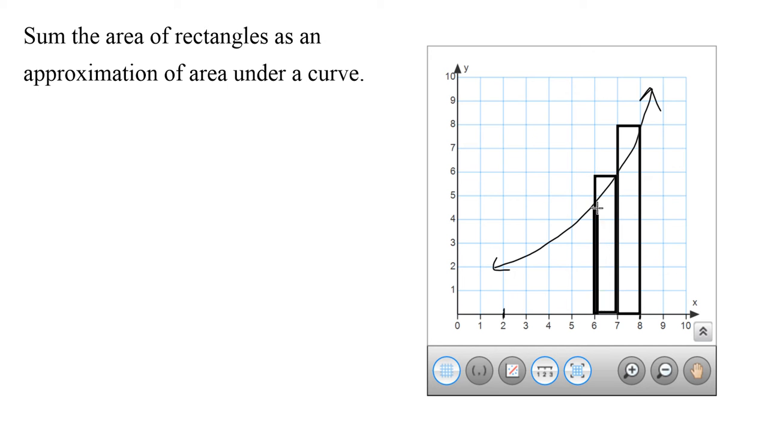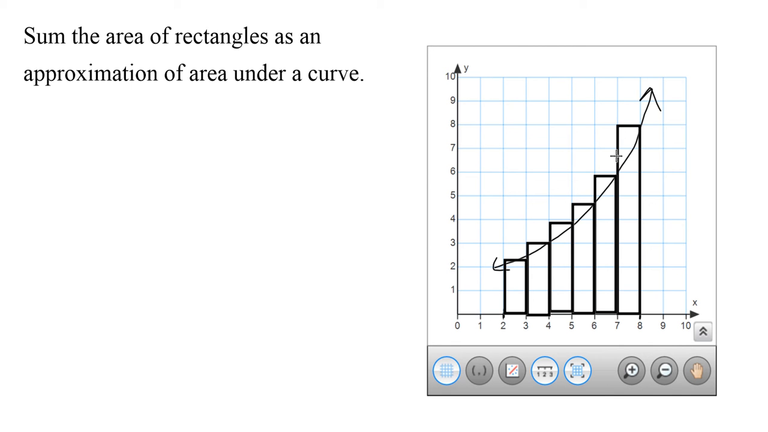I start at 6, I go up to the function, I draw my rectangle towards 5. I start at 5, draw my rectangle towards 4, and then this last one, draw my rectangle to the function and go that way. And now this area is going to be an over approximation.